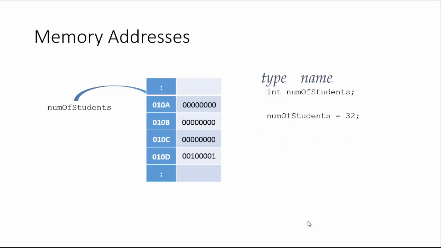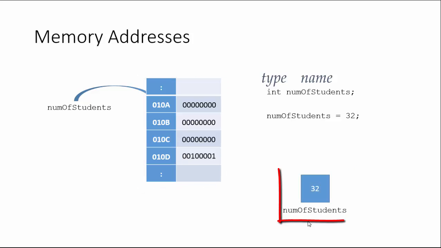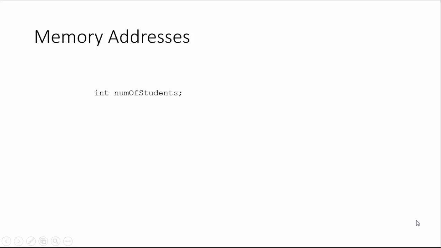From now on, instead of drawing memory like this, I will represent a memory location like this. The box will hold the data value, and the name of the memory location will be displayed below the box. Let's do an example with the new notation. This statement reserves a spot in memory to store an integer. The memory location gets a default value of 0.